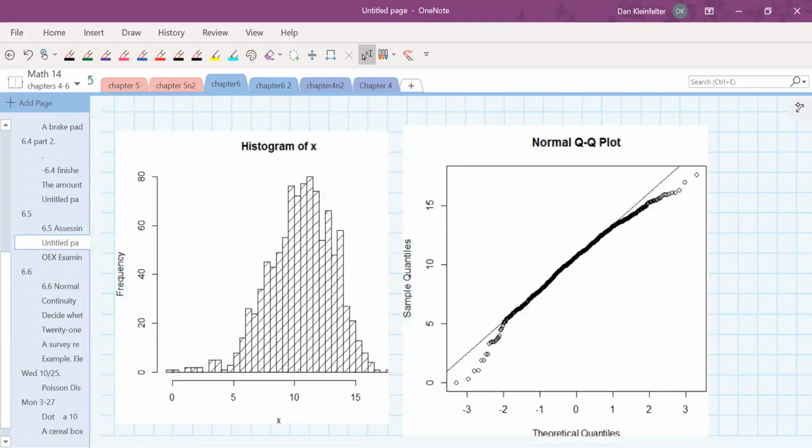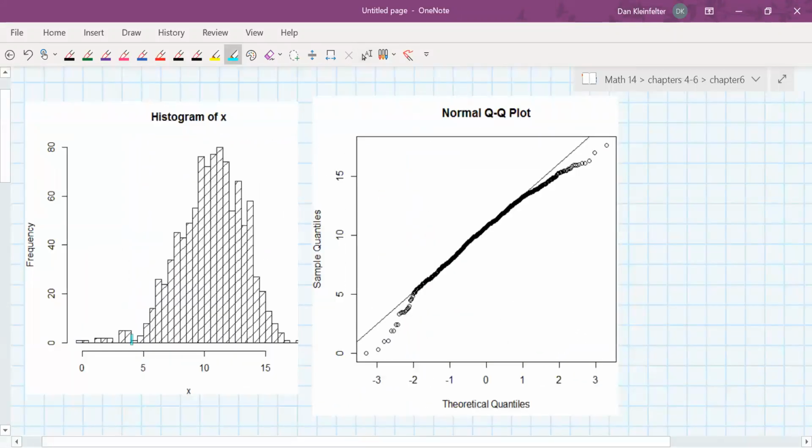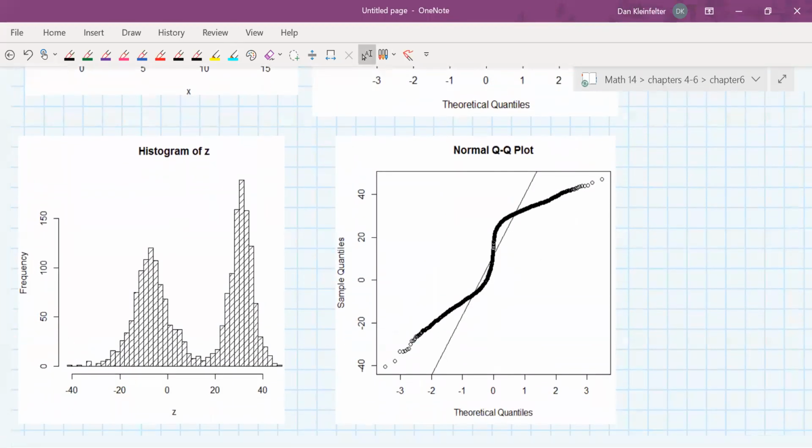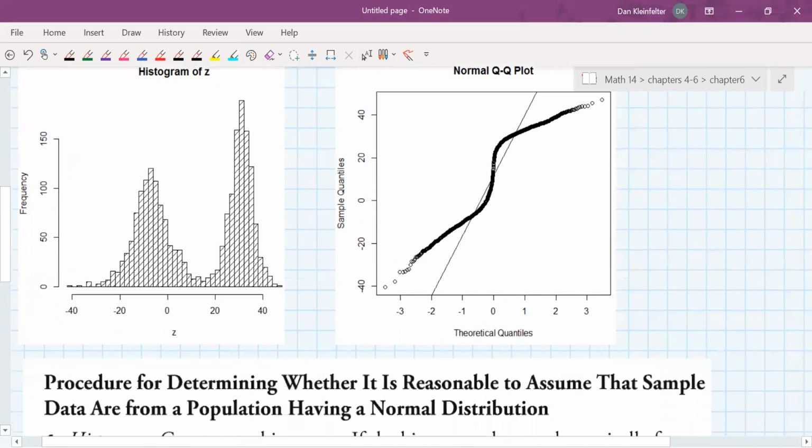If you have a set of data that is left skewed, notice the longer left tail on this histogram, the data curves downward away from that line of best fit. This data set is bimodal, so there's two bumps basically, and so it's pretty clear that the data really deviate from that line of best fit in the QQ plot.